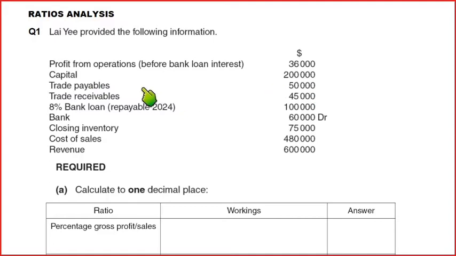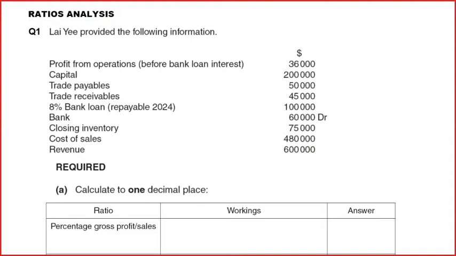Then trade payables, also known as creditors previously, trade receivables, also known as debtors previously. Then we have 8% bank loan. Then bank balance: if it's debit, this means it is an asset. If it is on credit, this means it is an overdraft, that is, it is a liability for the business. Then we have closing inventory, cost of sales and revenue.